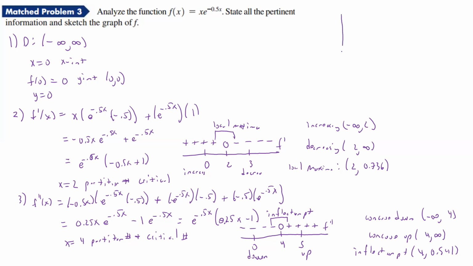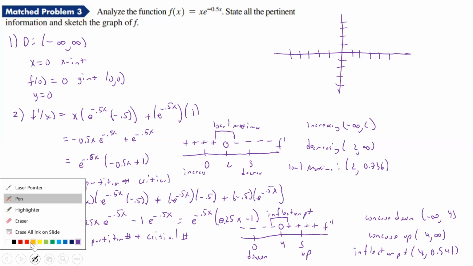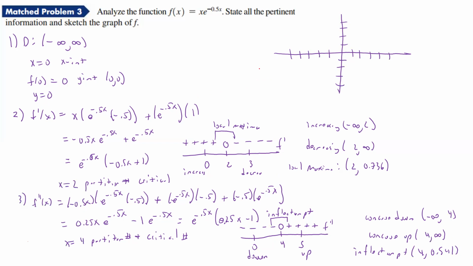So let's draw. 1, 2, 3, 4, 5. 1, 2, 3, 4. 1, 2, 3, 4, 5. Hopefully we won't need anything further than that. So horizontal asymptote at y equals 0. So that means something like that. Anything else we know? Nothing in red.